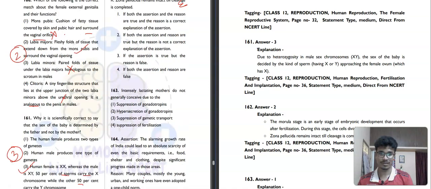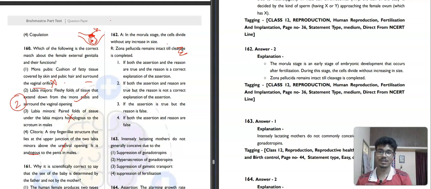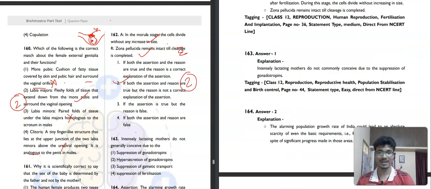Then question number 162. In morula stage, the cells divide without any increase in size. Correct. Then zona pellucida remains intact till the cleavage is complete. Correct. But both are irrelevant and not related to each other. So second option is our correct answer. Then question number 163. Intensely lactating mothers do not generally conceive due to suppression of gonadotropin, hypersecretion of gonadotropin, suppression of gametic transport, or suppression of fertilization. So intensely lactating mothers do not commonly conceive due to suppression of gonadotropin. First option is our correct answer.